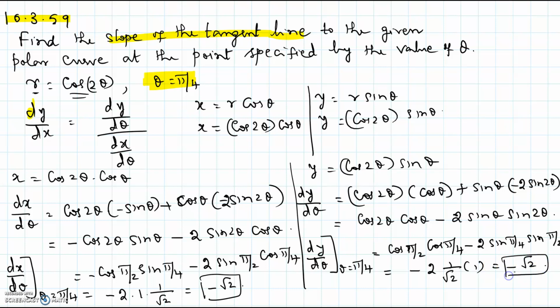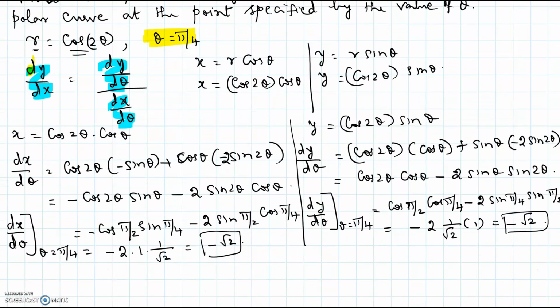So we get, going back to the step where we have the formula for dy by dx, which is dy by d theta over dx by d theta, dy by dx equal to negative root of 2 over negative root of 2. The numerator is negative root of 2, and the denominator is also negative root of 2. So it turns out to be 1.